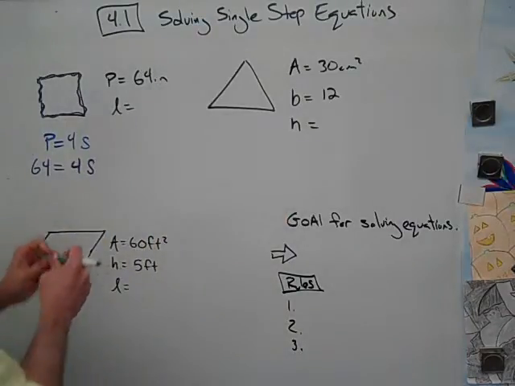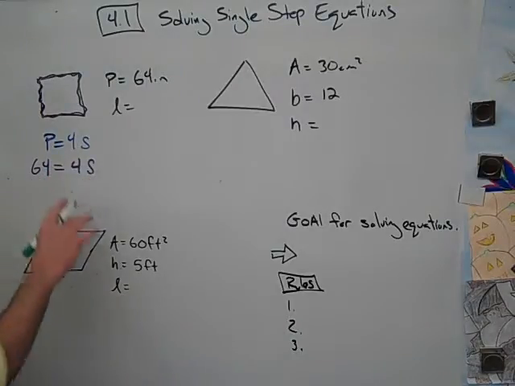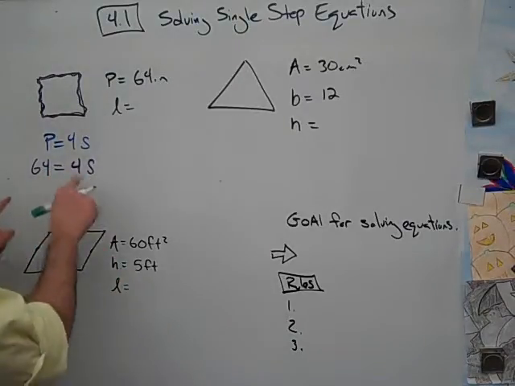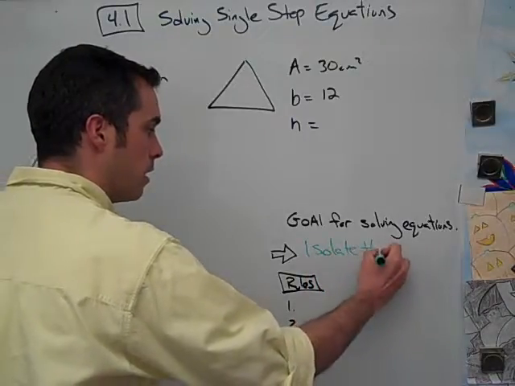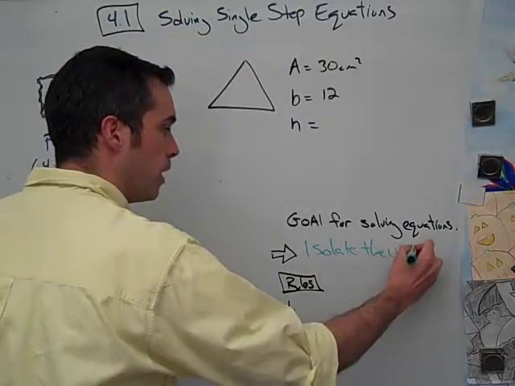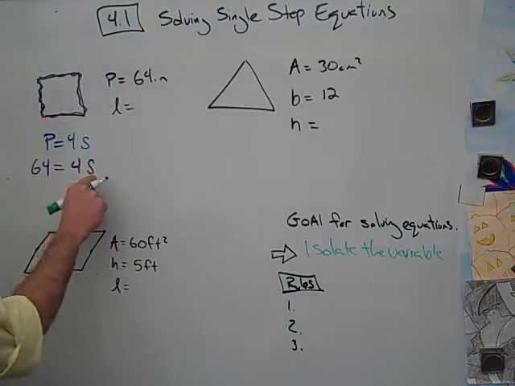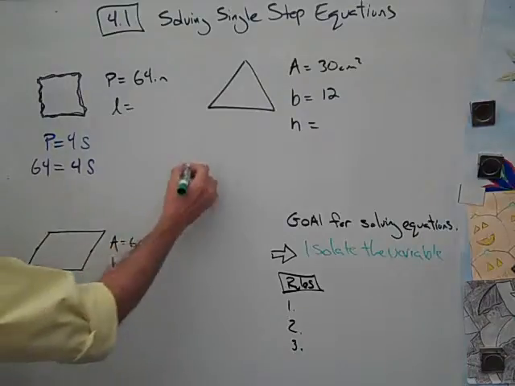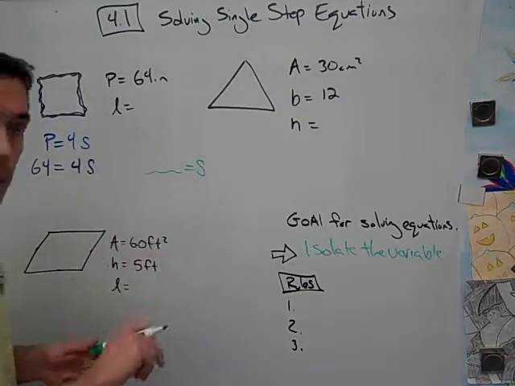Now, this is an equation. We have a variable on one side of an equal sign, and our goal for solving equations is to isolate the variable. Isolate the variable. And you can fill that in on your notes as we go along. So I want to figure out what the side equals. When I'm done with this, I want to have it say side equals some number.